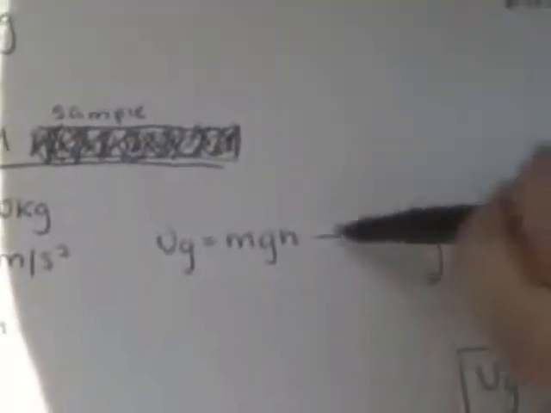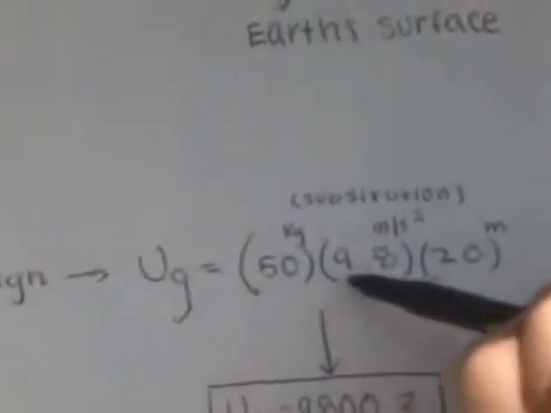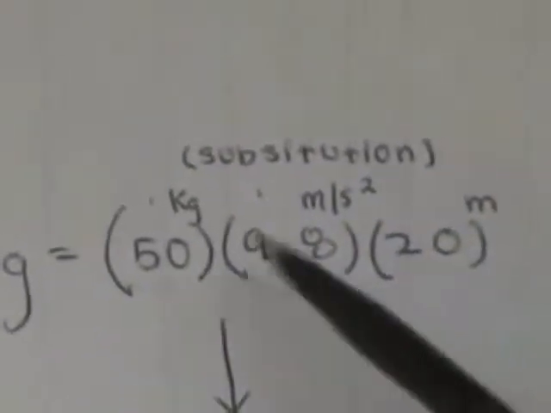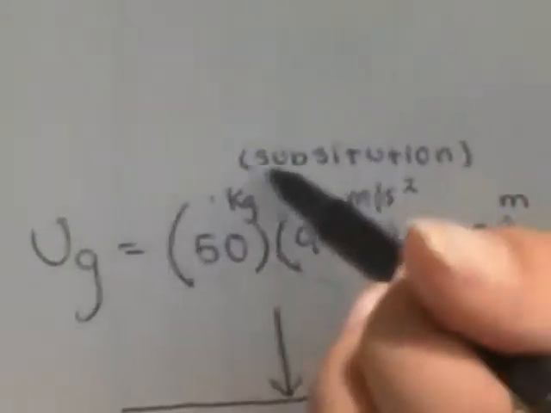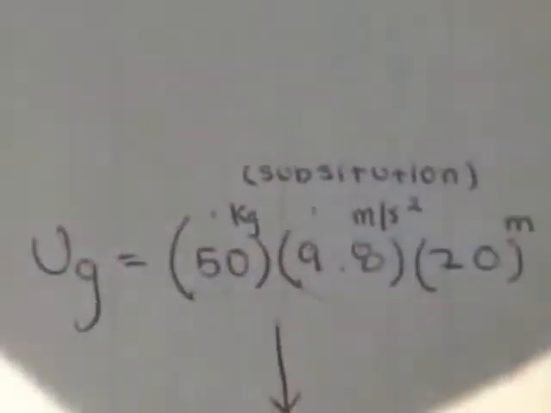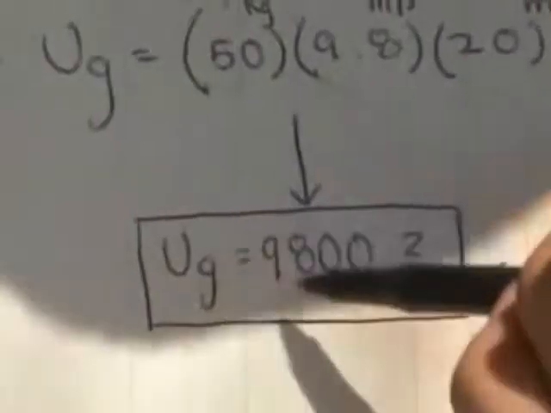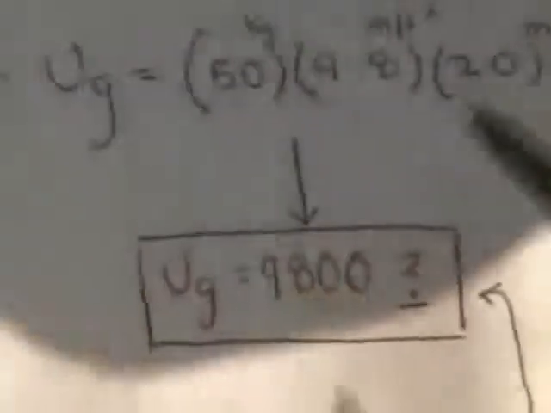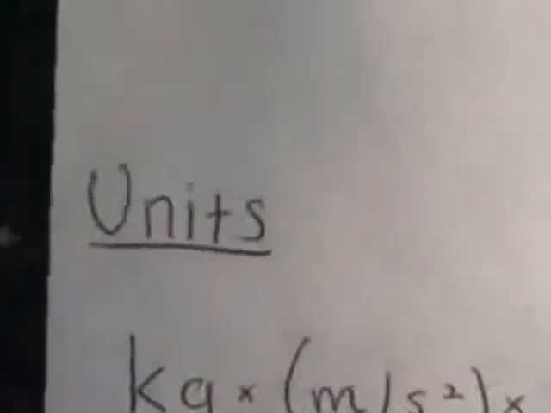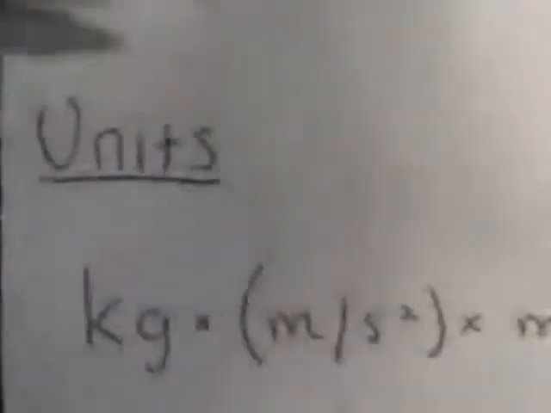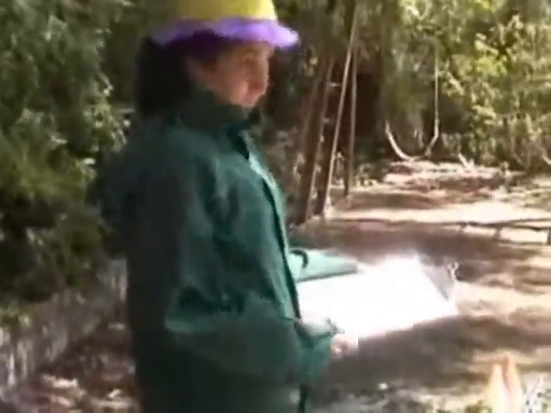U sub g, potential energy, is mgh. That means it is 50 kilograms times 9.8 meters per second squared times 20 meters. This is the substitution stage. And thus, U sub g is 9,800, but we don't know what. We need to figure out our units. Now we will learn about the units in order to solve this practice problem.